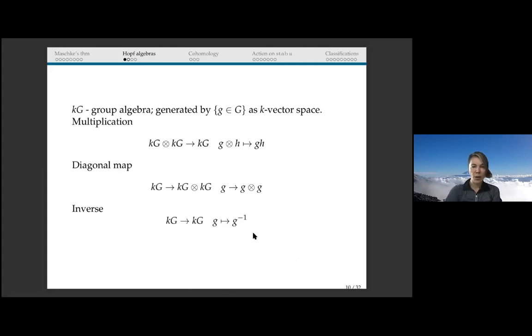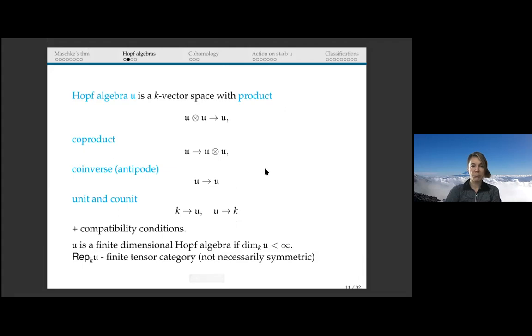Okay, so the Hopf algebra is a vector space over a given field K. We always fix the field K, which sort of mimics this property. So we have a product, a map from 2 copies of U to U. When I write tensor product, I always mean over the field K, just as vector spaces. We have the co-product, sort of the generalization of the diagonal map. We have the co-inverse or antipode, which mimics the inverse in the group. And then we also have unit and co-unit.